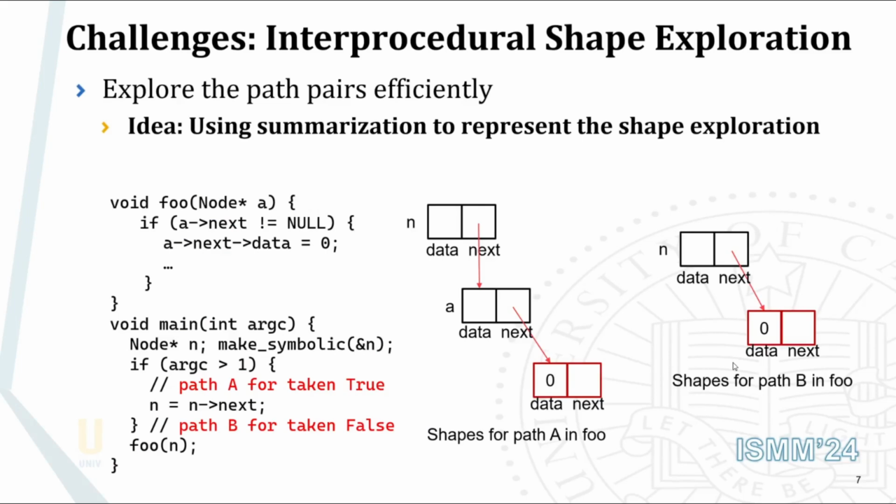Consider this example with functions foo and min. In the min function, node n and user input argc are symbolic. For path A, we assume it is called from the main function and takes the true branch. The left figure shows the final shape for path A after calling foo. The second figure shows the data shape for another path B. You can find there are lots of similarities in the generated shapes because we call the same function. The shape growth in foo is independent of the main function. If we can find the shapes generated in the function foo and make a summary of the shape, we can greatly reduce the redundant work in shape exploration the next time we call the same function.